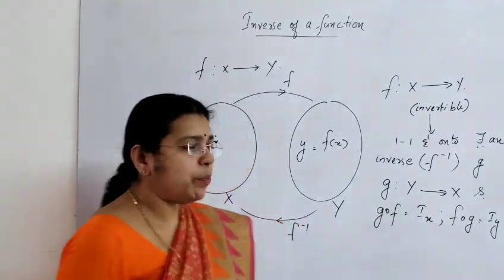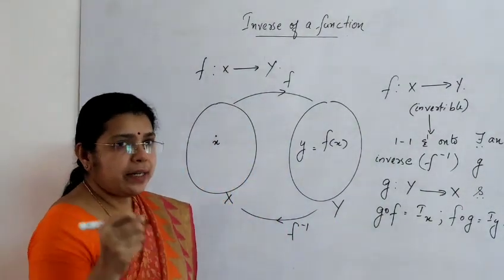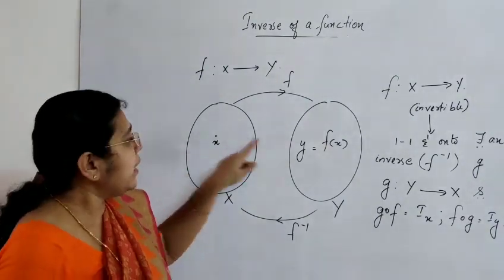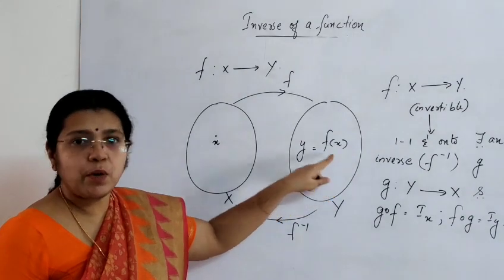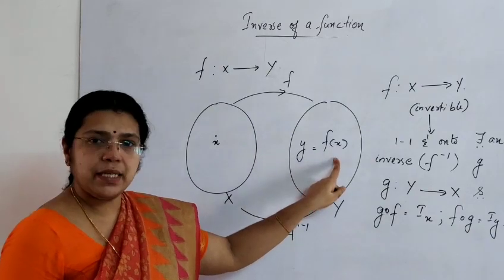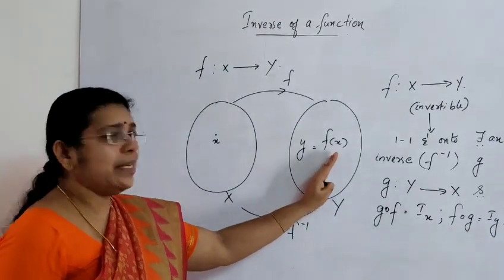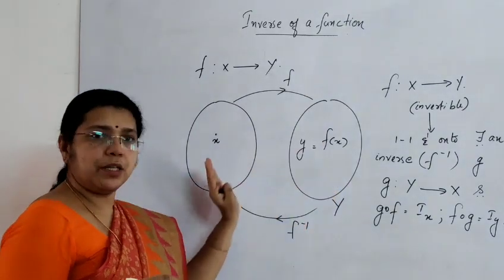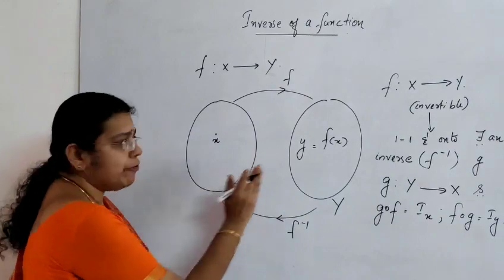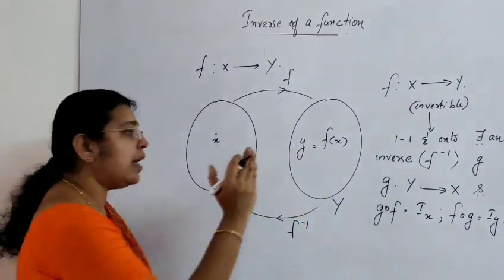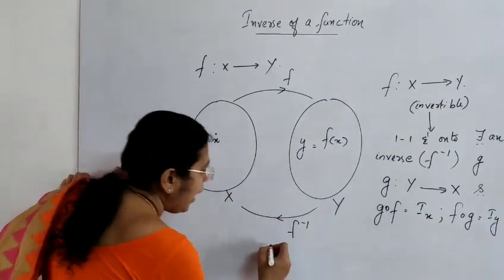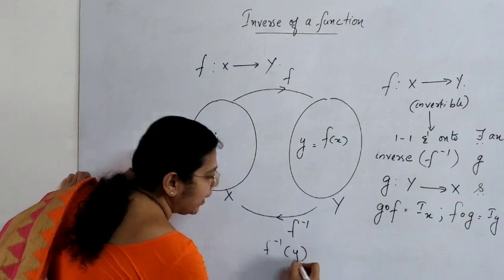Now, let me explain one more thing here, which is very important when you do the problems. Here you have the element x, and here you have y equal to f of x. This x undergoes the mapping with the function f to give you y equal to f of x. Now coming to the inverse, it happens from this side back to the other. From here, the element that you are having is y. So, f inverse of y.